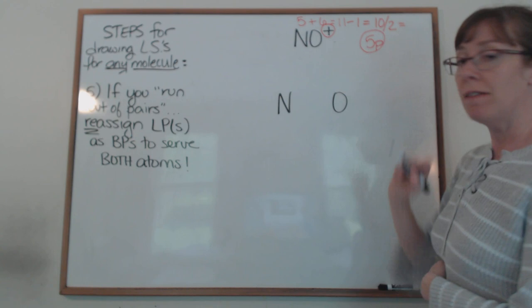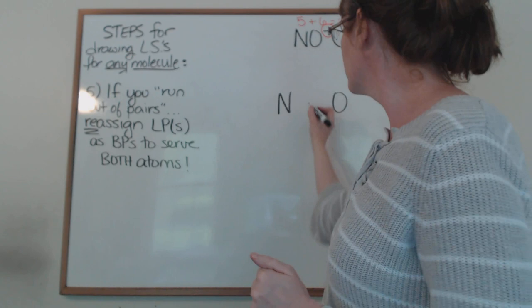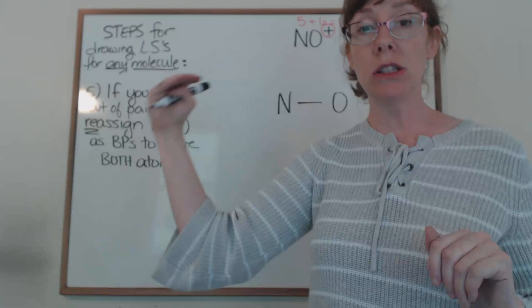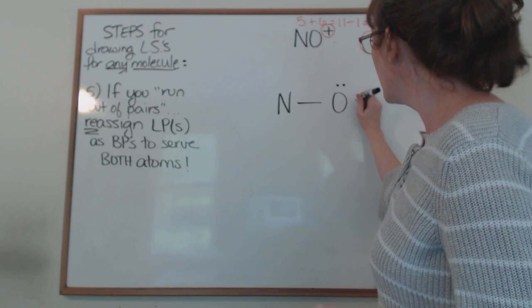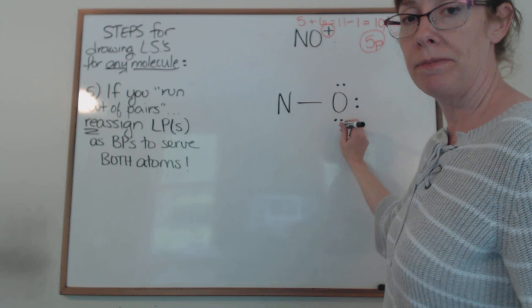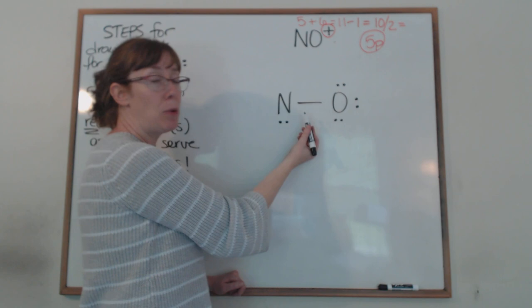Step number 3, connect the atoms together. Step number 4, assign the remaining pairs as lone pairs to the terminal atoms first. I'm just going to pick either terminal atom, and I'm satisfying him with lone pairs before I move on to the next one. So I'll just satisfy him, and then I'll work on satisfying him. But notice, at this point, I have run out of pairs. 1, 2, 3, 4, 5. I can't add any more.